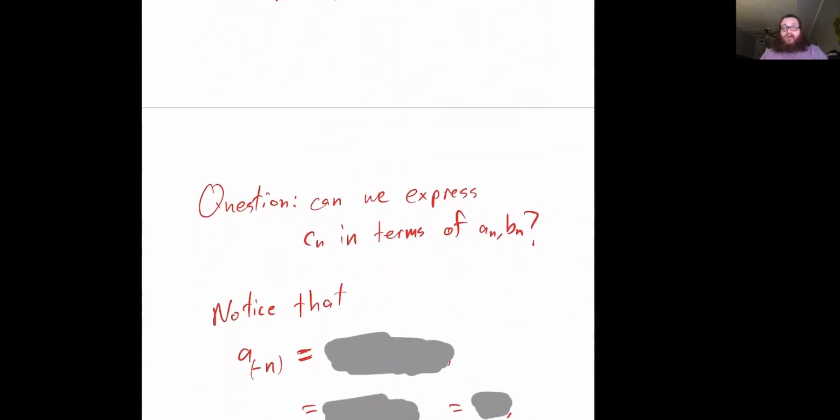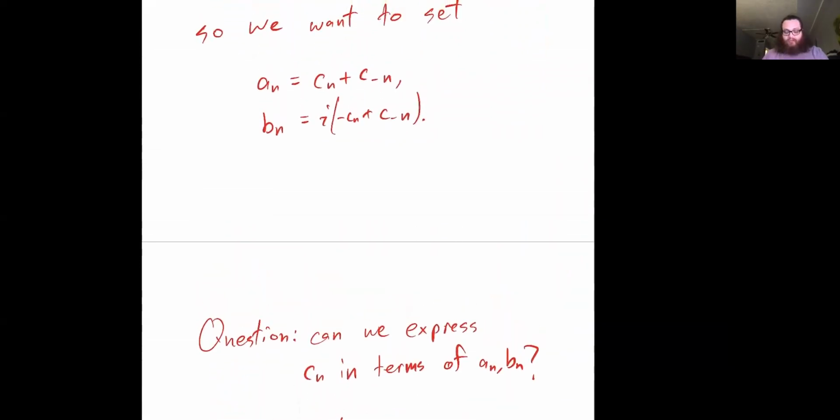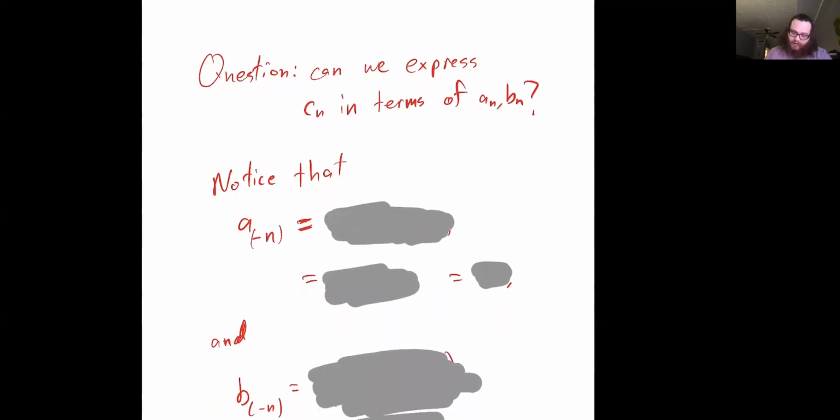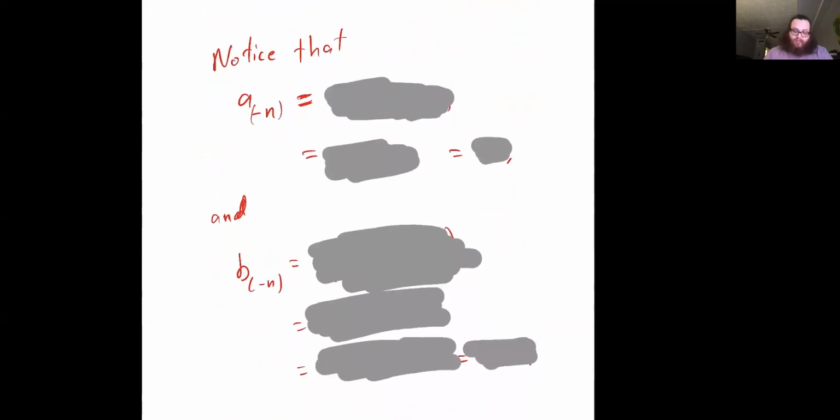Now the question is, can we express c sub n in terms of a sub n and b sub n? The thinking here is, maybe we're given the real Fourier series in terms of cosine and sine. Can we express that same thing in terms of these complex exponentials? So the answer is yes. Before we get there, though, I want to point out a few properties.